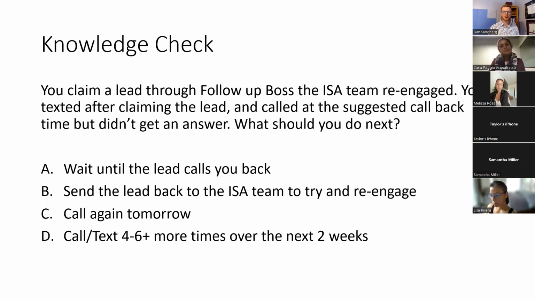Okay. Another knowledge check. You claim a lead through Follow Up Boss, the ISA team re-engaged. You texted after claiming the lead and called at the suggested callback time, but you did not get an answer. What should you do next? Should you wait until the lead calls you back, send the lead back to the ISA team to try and re-engage, call again tomorrow, or call and text 4 to 6 more times over the next 2 weeks? What do we think? A, B, C, or D?